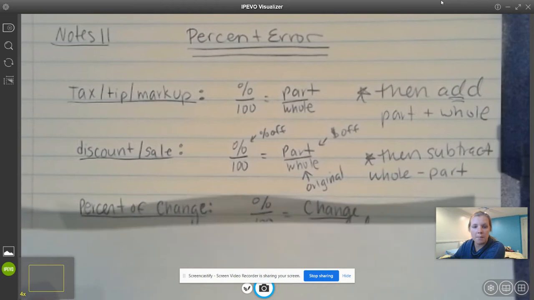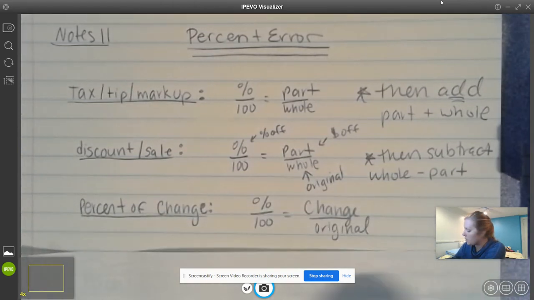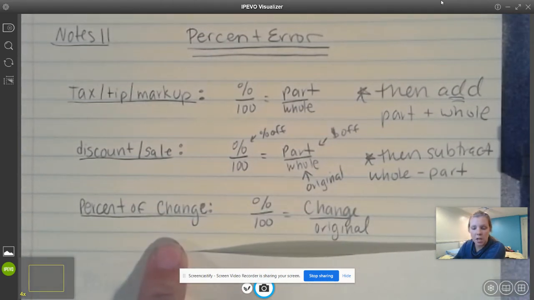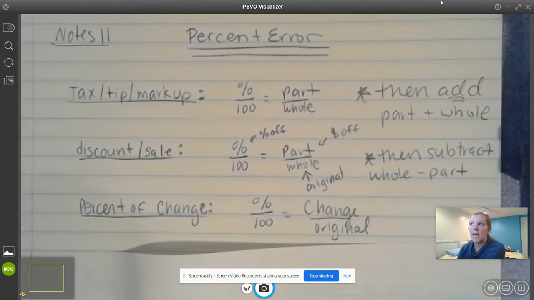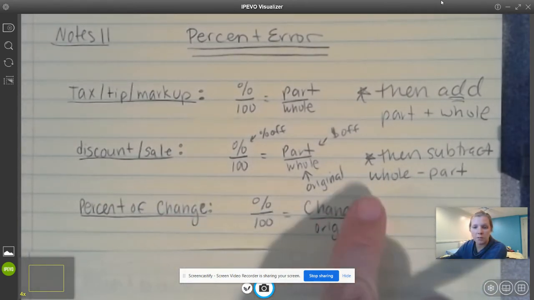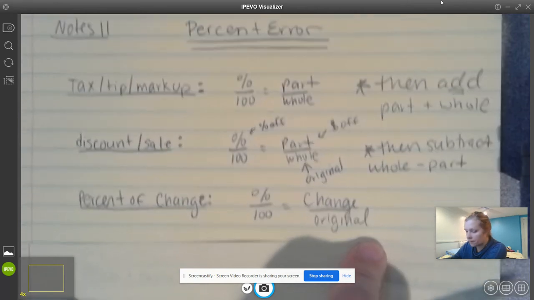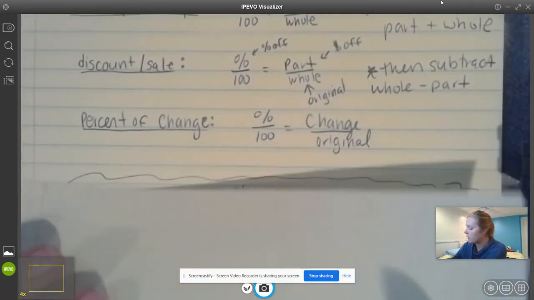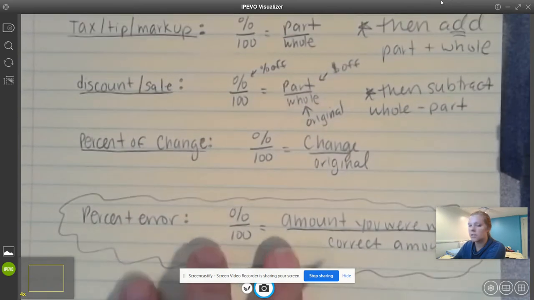Then on Monday and Tuesday of this week, we practiced percent of change. And so that's like calculating how much something changes by. So if we were supposed to get 5 inches of snow, that was the original guess, but then the weathermen changed it to be 10 inches of snow, then you could calculate that change, the percent change. So you do percent over 100 equals change over the original. So today we're going to add one new one, and it's percent error.